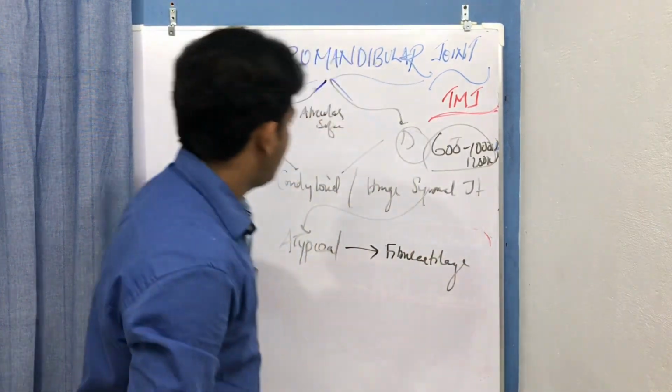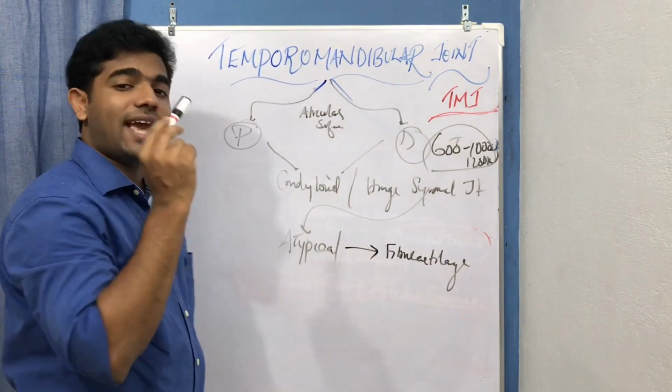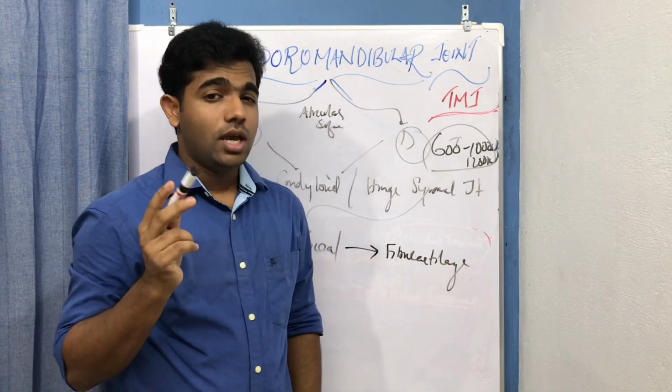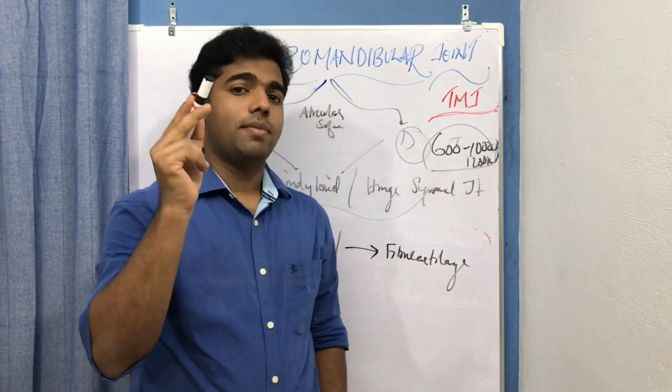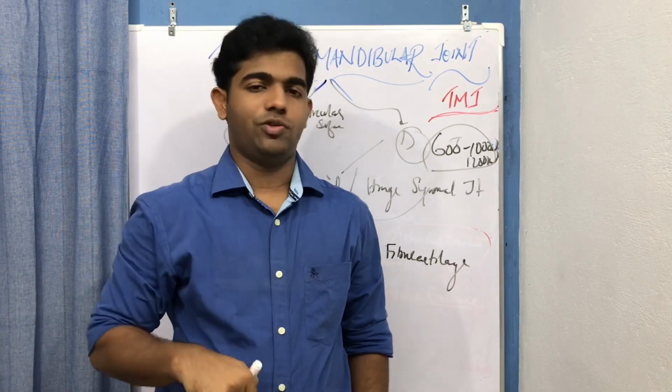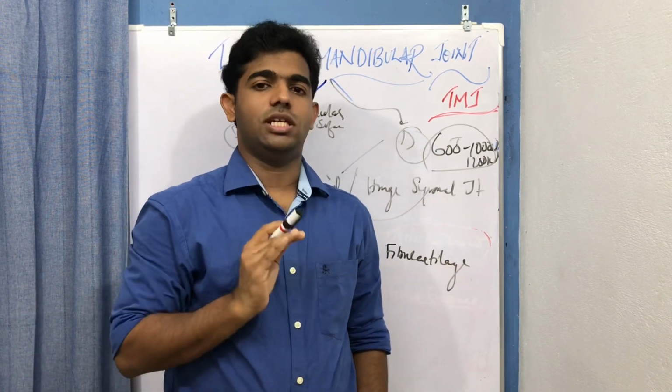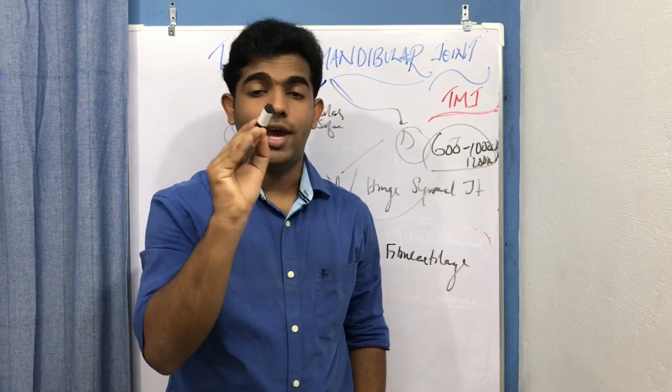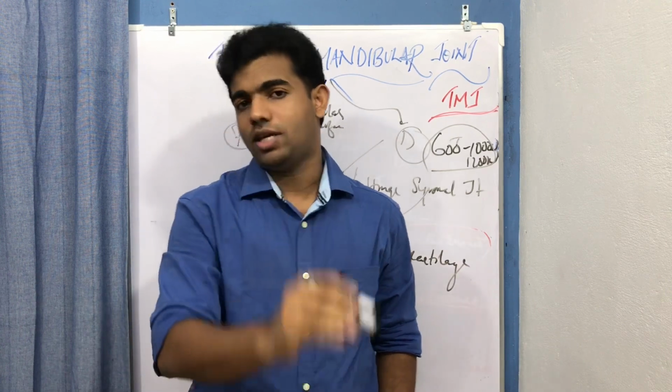Very good. With this, we wind up our discussion on the anatomy of the temporomandibular joint. In particular, remember, it is in the mandibular fossa in the temporal bone. The mandibular condyles are the ones articulating. But functionally, the articular eminence is very important in the articulation.